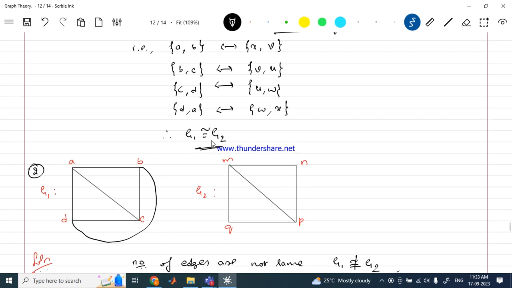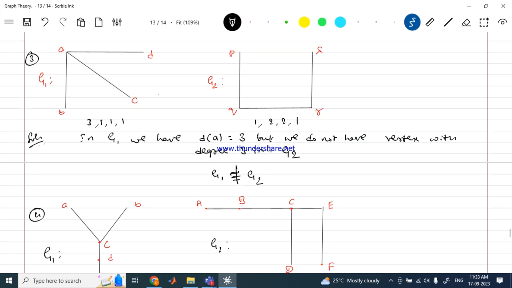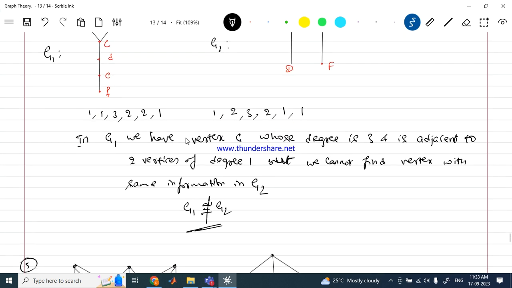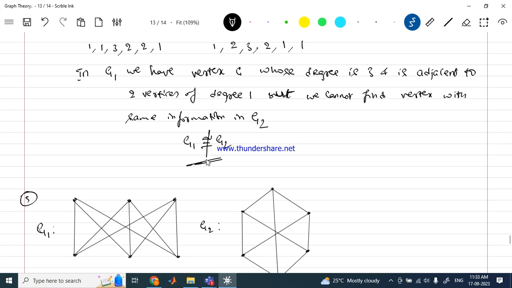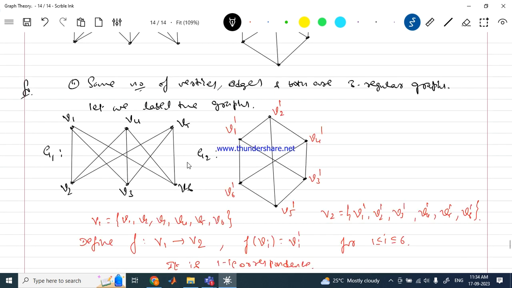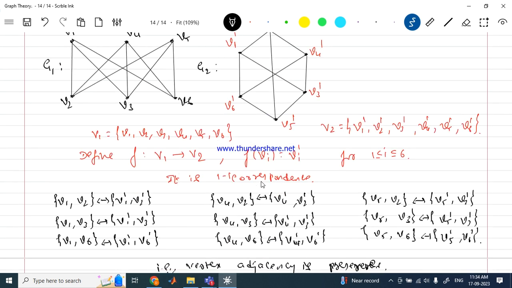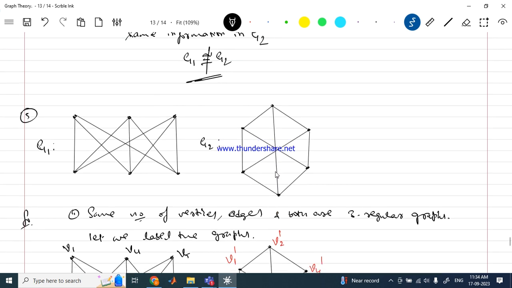Okay, there is a chance that the graphs are not isomorphic, either because of the number of vertices or because of the number of edges, or it may be because of the degree sequence. Sometimes though the degree sequence is matching, the information they are carrying is different. So if any of these four cases comes, you can say the two graphs are not isomorphic. If you can't show that, then we'll be labeling the graph, and you should label the graph and define your isomorphism or your function in such a way that the function becomes a one-to-one correspondence and the vertex adjacency is preserved. And for this example, this is what you should write for 6 to 7 marks.